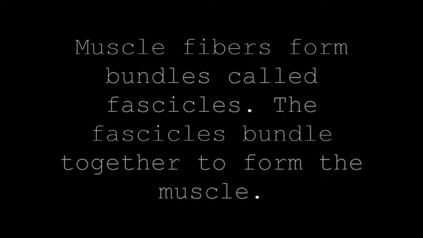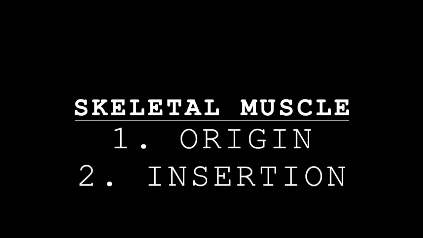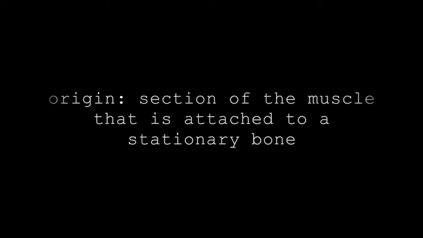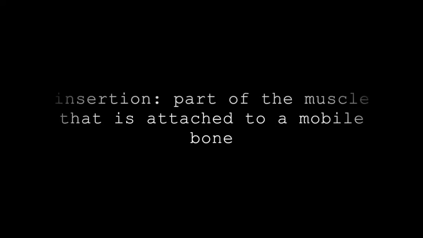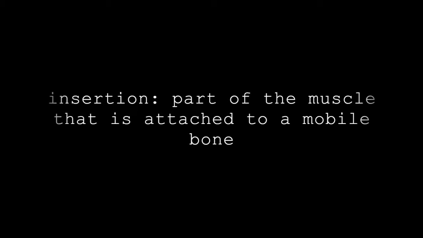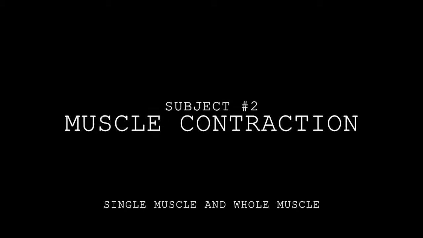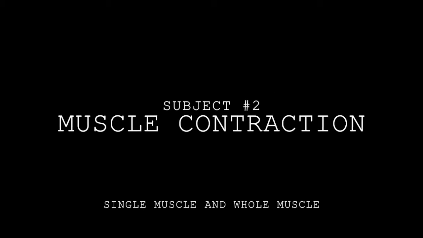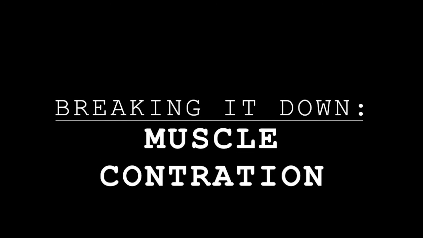We learned earlier that muscle fibers form little bundles called fascicles, and the fascicles bundle together to form the actual muscle. Skeletal muscles have 2 different parts, the origin and the insertion. The origin is a section of the muscle that is attached to a stationary bone. The insertion is a part of the muscle that is attached to a mobile bone. These 2 sections of muscles play a big role in muscle movement. Whole muscle contraction is a very complex process. Let's break down the process it takes to make one muscle contract.